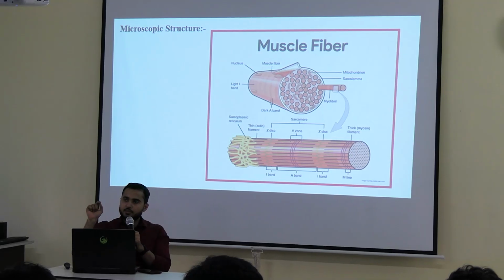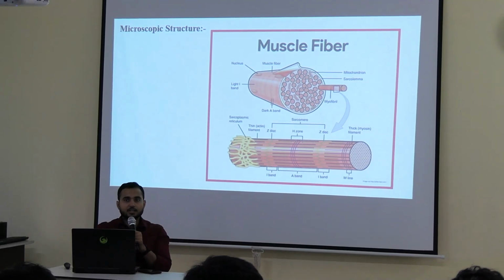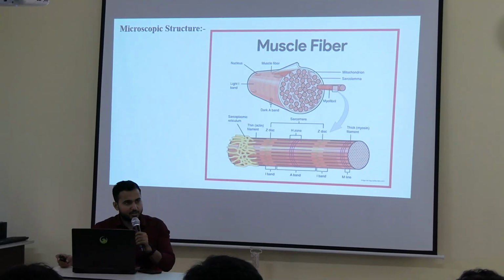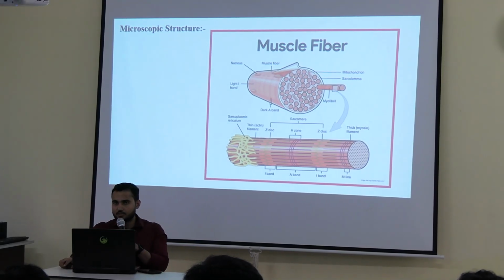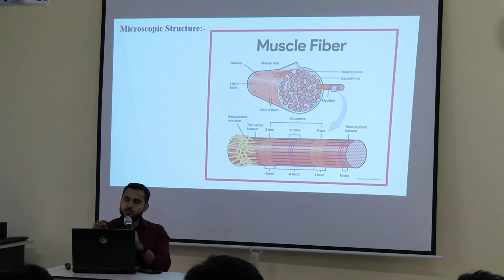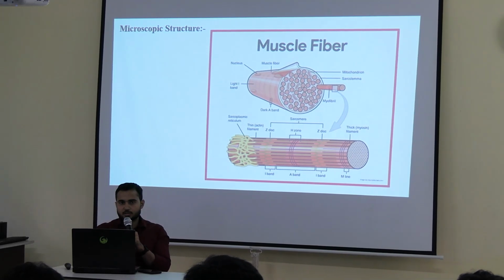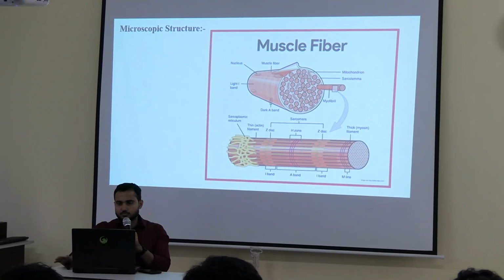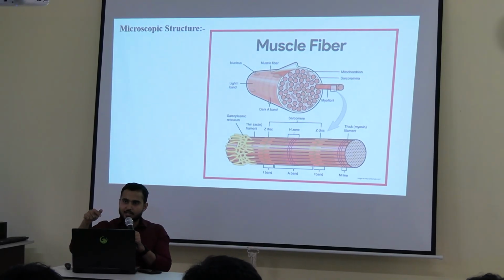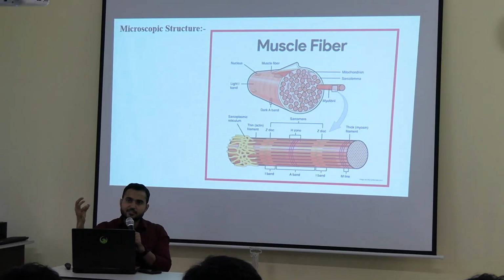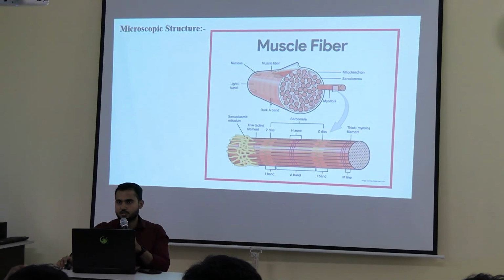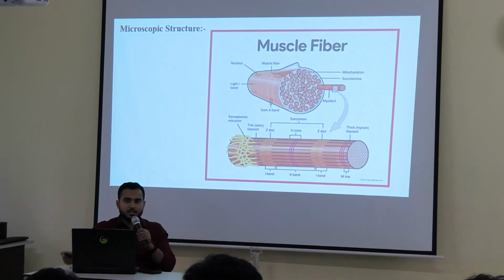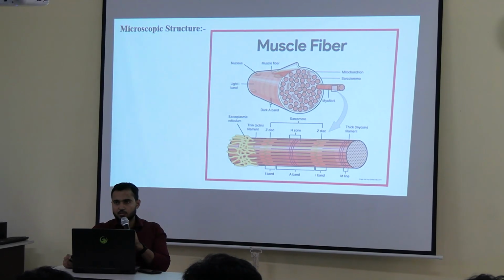Next, if you see the position of the nucleus, they are in the periphery. Look at this, the nuclei are situated in the periphery in case of skeletal muscle. Next, in skeletal muscle, mostly it is multi-nucleated. Next, inside the cell, if you see the cytoplasm, it is filled with myofibrils. Can you see these cut sections? These round things are nothing but myofibrils.